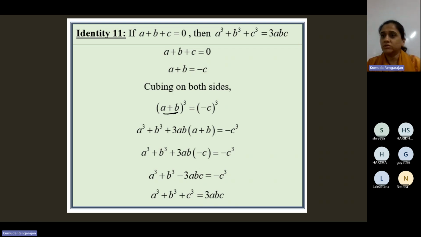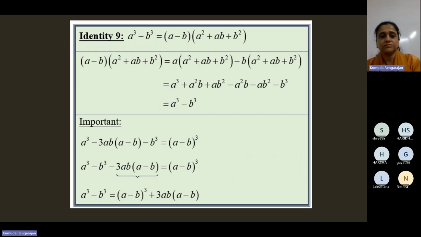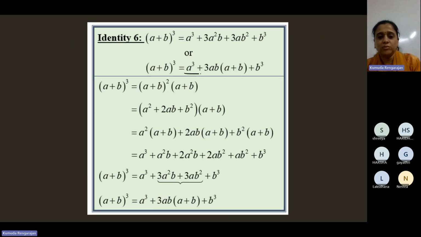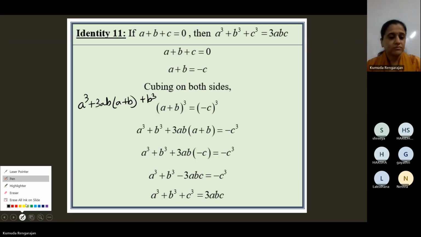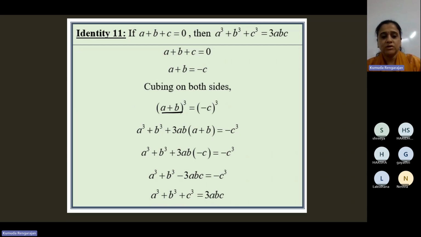Now what is a plus b the whole cubed? We just learned the identity: a cube plus b cube plus 3ab into a plus b. A plus b the whole cubed is a cubed plus b cubed plus 3ab into a plus b. I've just changed the order and written it in a different order.